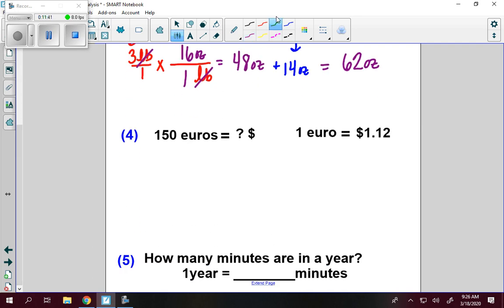The next thing we're going to talk about is euros. Oh, euros. I love euros. Euros is the monetary value overseas for every $1.12 that we have is worth €1 over in Europe. So, or England.